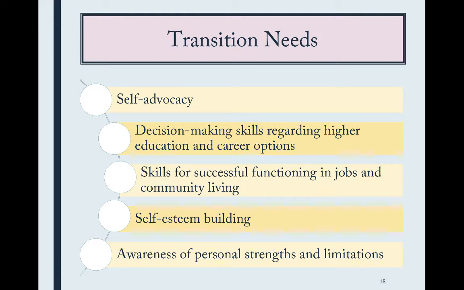So when we get to the point where we're talking about transition, then at ages 14 up through the time the child will graduate, we want to make sure the child can advocate for him or herself. So teaching those skills of self-advocacy, decision-making skills, skills for successful functioning in their future careers, self-esteem building, and awareness of their personal strengths, but also awareness of their limitations.